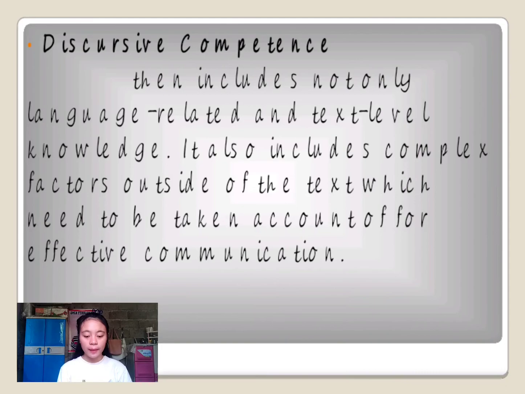Discursive competence then includes not only language-related and text-level knowledge, it also includes complex factors outside of the text which need to be taken into account for effective communication. In this, discursive competence refers to the logical connection of sentences in larger patterns for a meaningful discourse, spoken or written. Strategic competence refers to the strategies for breakdowns in communication according to the situations.